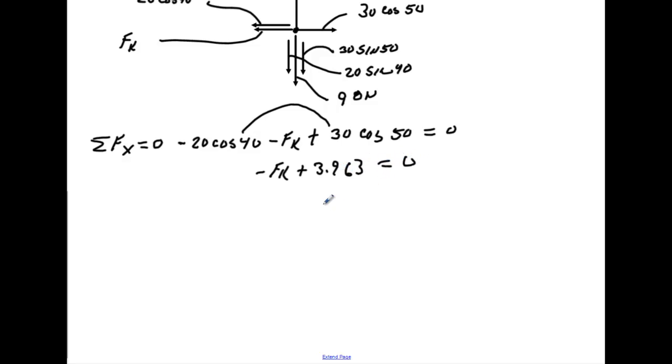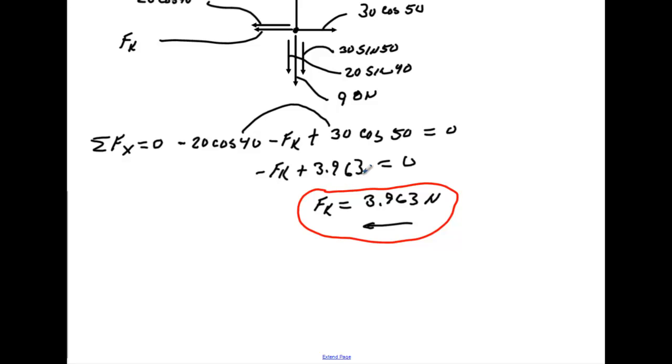I move this to the other side, and that'll give me Fk is equal to 3.963. Since you got this positive, you know that kinetic friction must be going back this way, and that would equal 3.963 newtons. And that's the problem. That's all you have to do on this problem.